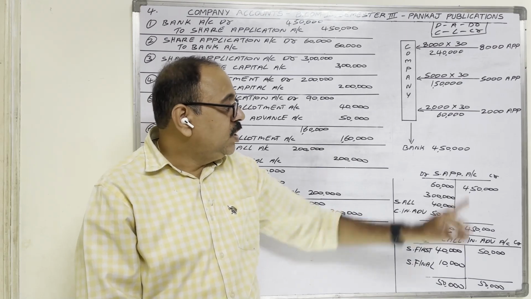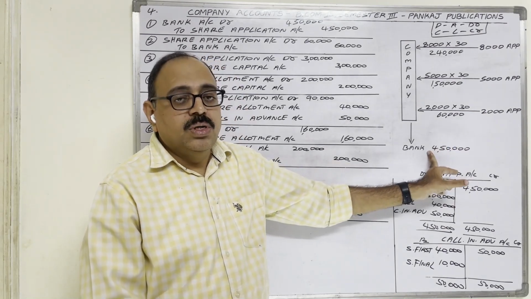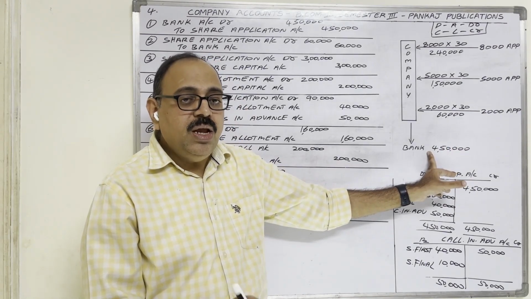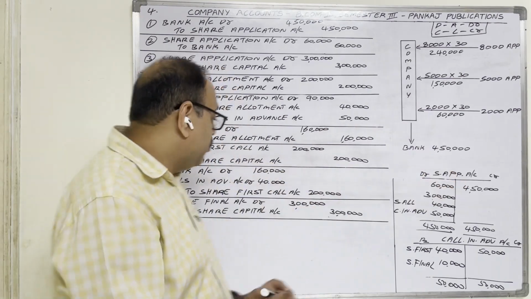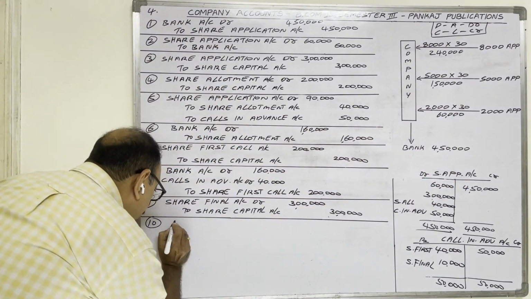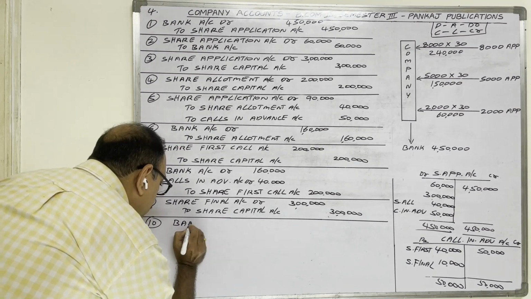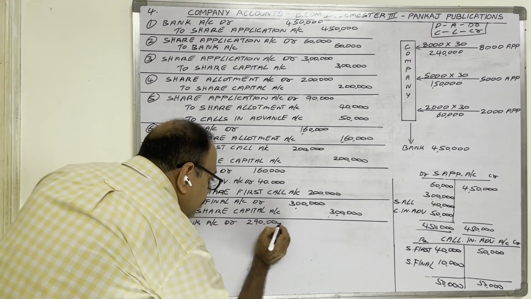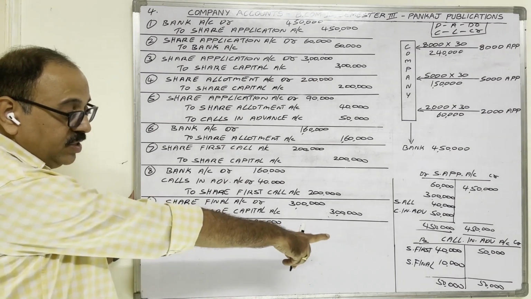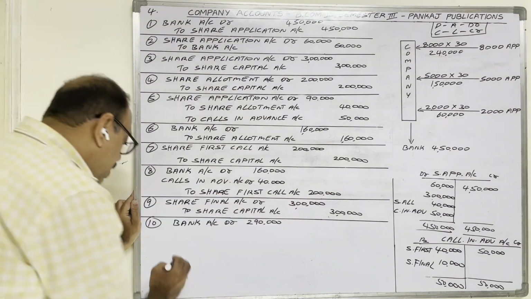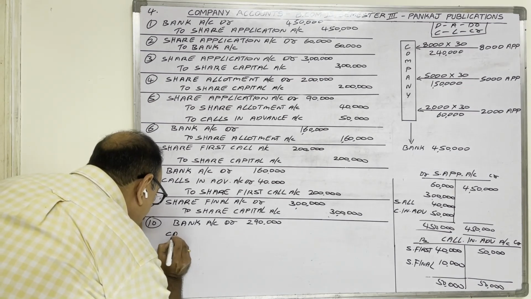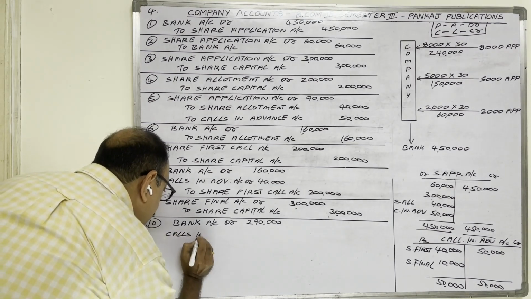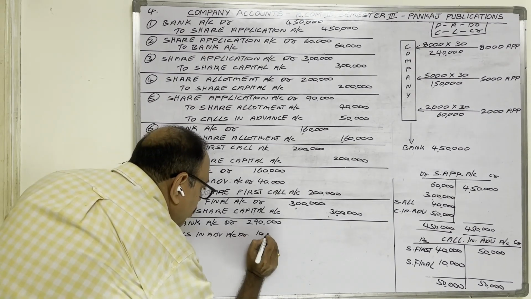This money is deposited in the bank account. So the bank is a receiver for 2,90,000. Therefore, debit bank account with 2,90,000 rupees. Bank account debtor 2,90,000. 10,000 we are adjusting from calls in advance account. Therefore, debit calls in advance account with 10,000 rupees.